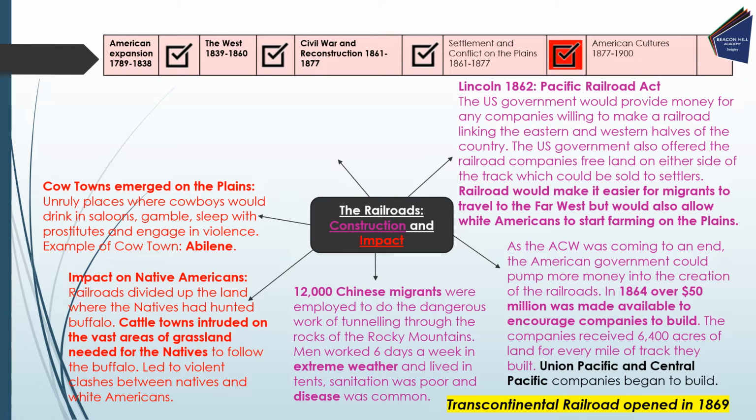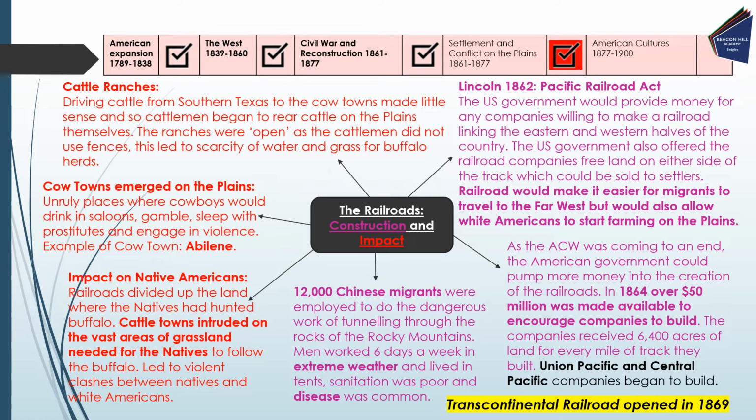Remember, these were very unruly places where cowboys would drink in saloons, gamble, sleep with prostitutes, and engage in violence. So again, another solid example of the impact of the railroads, obviously a negative impact here. It's also a negative impact for the Native Americans.